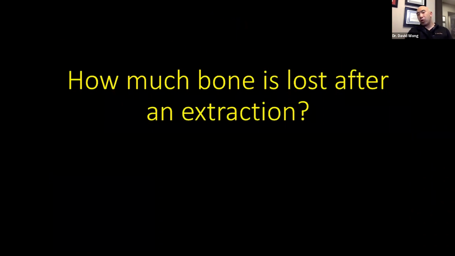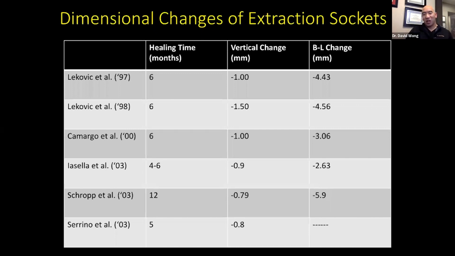Next question, major question we got to ask ourselves is how much bone is lost after an extraction? This is an important question because it's going to determine whether or not we just take the tooth out and just leave it to heal, or do we take the tooth out and also graft the socket? Most of you guys who know me know the answer, what I'm going to say. But let's look at the dimensional changes of an extraction socket. So if you were to take out a front tooth, you're going to notice that according to these studies, on average between 4 to 6 months, you're going to lose about 1 millimeter to 1.5 millimeters of vertical bone height. And then you're also going to lose anywhere from 2 to 4.5 millimeters of ridge width.